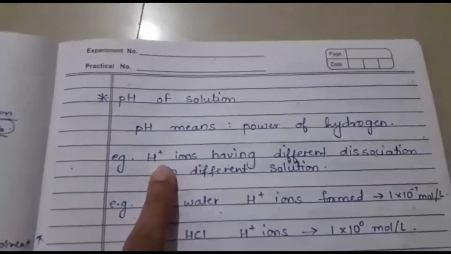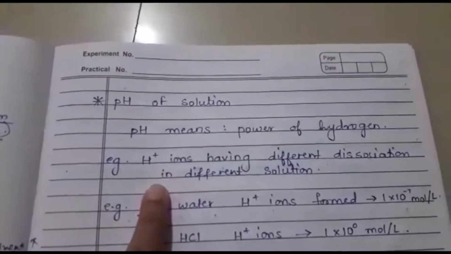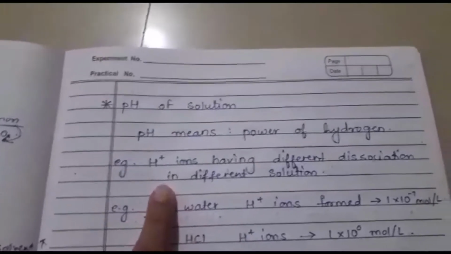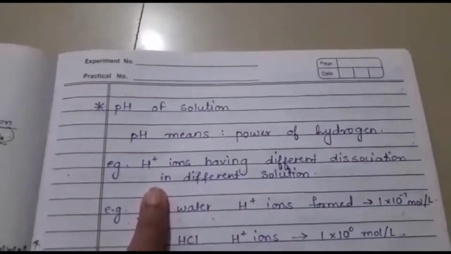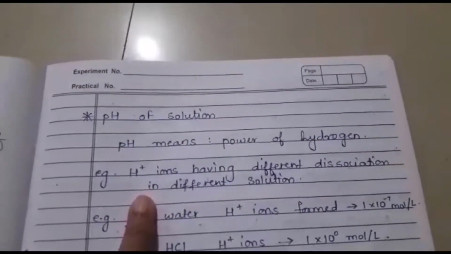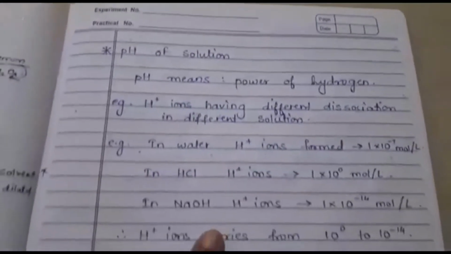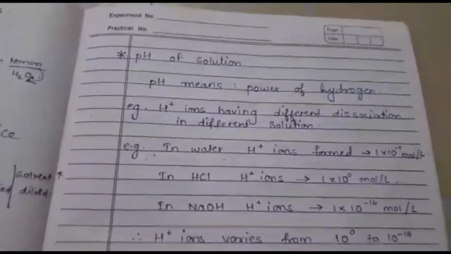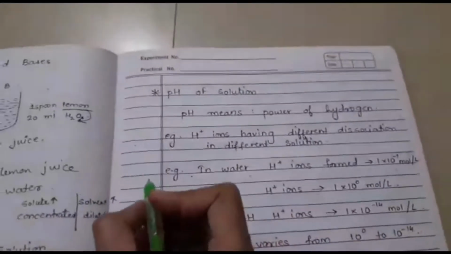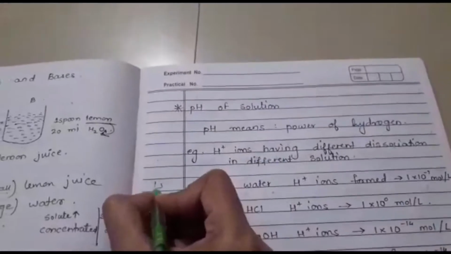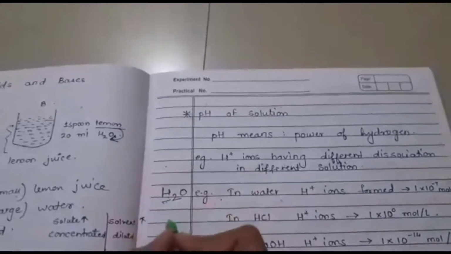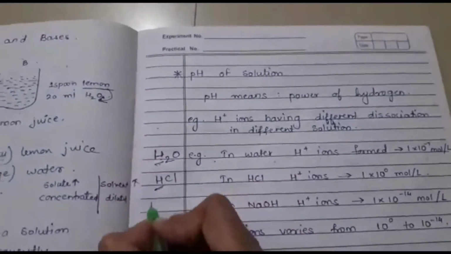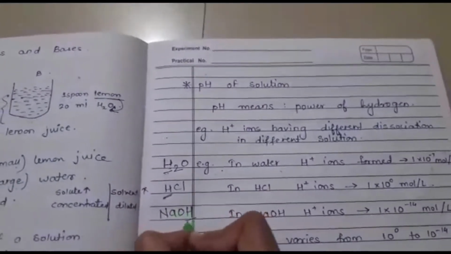Example, H plus ions have different dissociation in different solutions. Example, H plus ions present in water, H plus ions present in acid HCl, H plus ions present in base NaOH. The three of them have H as their constituent element. For water we can write H2O, we have H plus. For acid, HCl, we have H here also. For base we have NaOH, we have H here also.